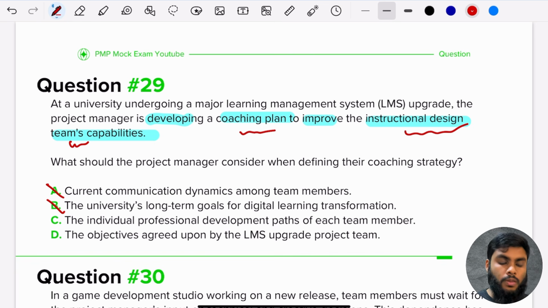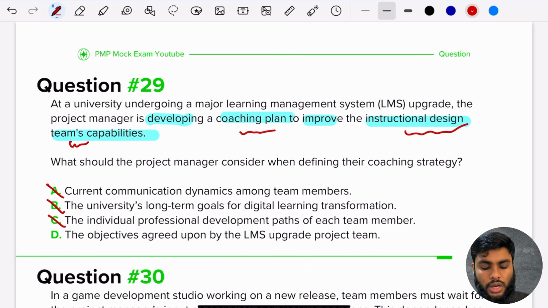University. So again, I don't want to focus on the entire university. I want to focus on this group of individuals. The individual professional development paths of each team member. I don't like the word individual over here. Because if we're dealing with a team, I want to look at the team as a whole, not individual John, Mary, Kate, Ashley, whatever it may be, right? I want to look at all of you together.